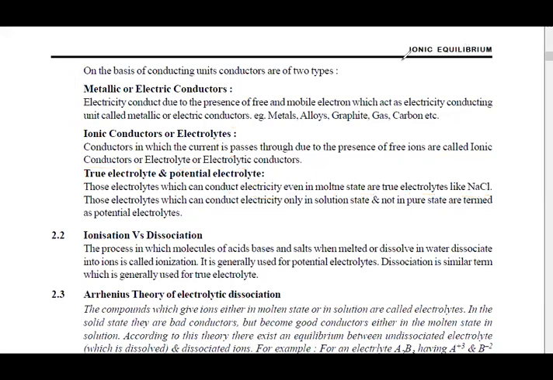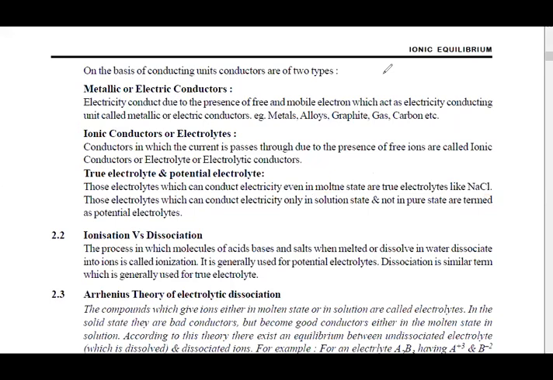So we will primarily focus on normal electrolytes, not potential electrolytes or true electrolytes. The difference is that a normal electrolyte has to be in solution, while a true electrolyte is just the pure compound like NaCl, which conducts electricity even in molten state. NaCl can also conduct in solutions, so true electrolytes can be ionic electrolytes, but all ionic electrolytes cannot be true electrolytes.